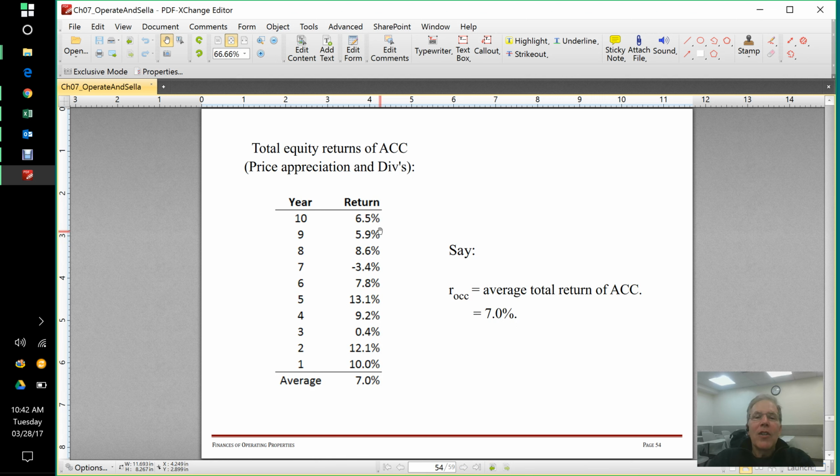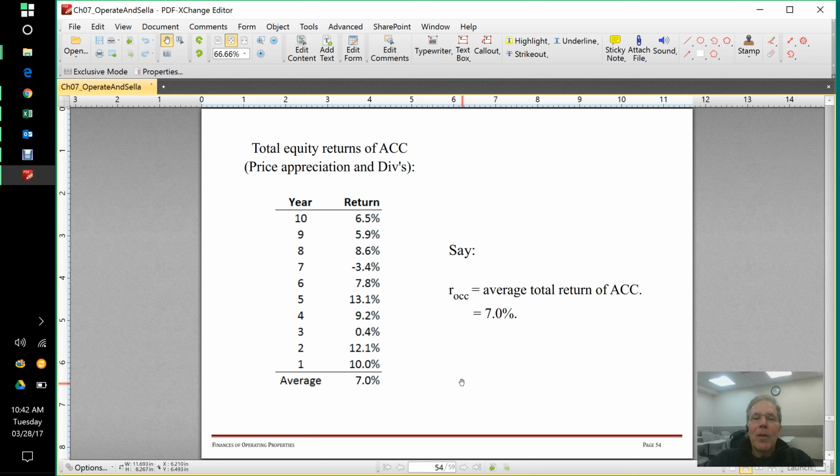So what I've got here is 10 years of after-tax returns for American Campus Communities if you own their stock, and that would make you an equity investor, okay? And I simply took the average, which is 7%.